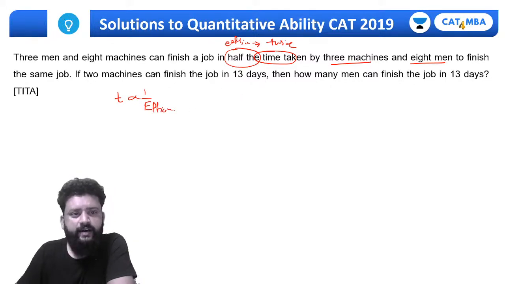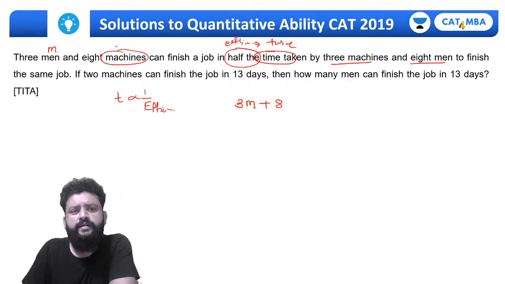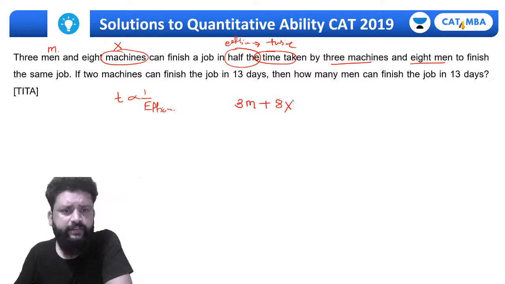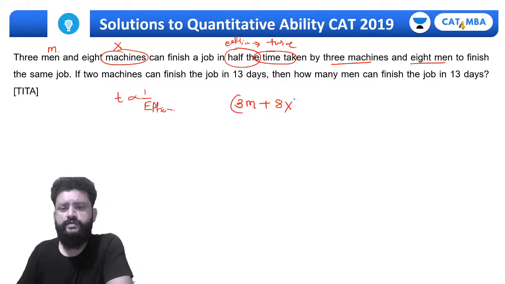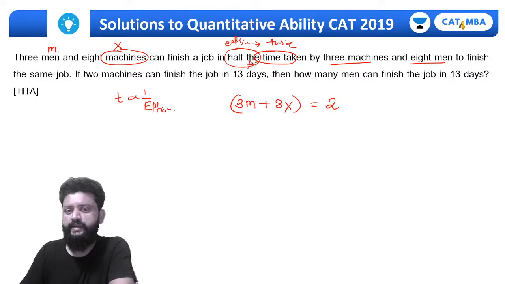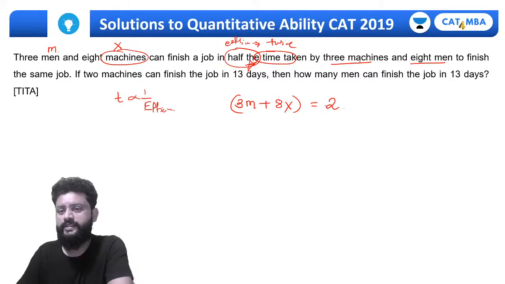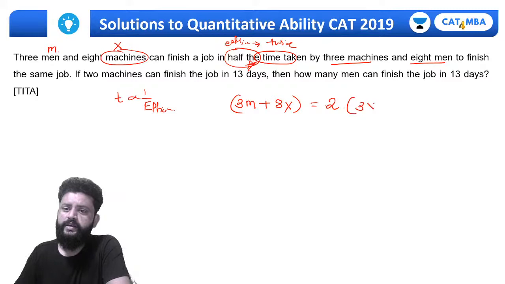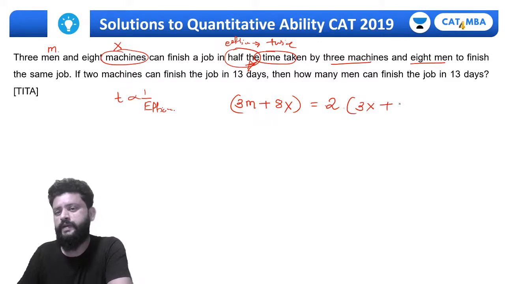Okay, so can I say 3 men and 8 machines work in half of the time, meaning their efficiency will be higher. So 3 men plus 8 machines. For men I'm using m, and for machines I'll use a different variable, let's say x. M is the efficiency of one man, X is the efficiency of one machine. This must be twice, because if efficiency is double then time will be half. If we want time half then I'll write twice. Twice the efficiency of what? 3 machines, 3x plus 8 men.